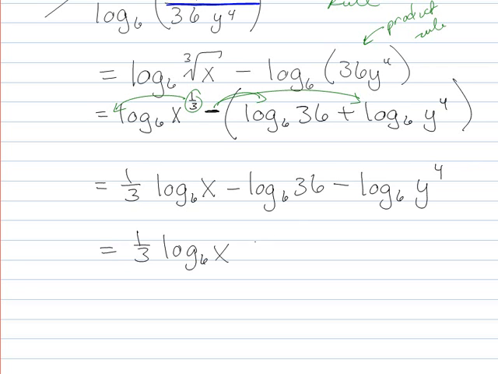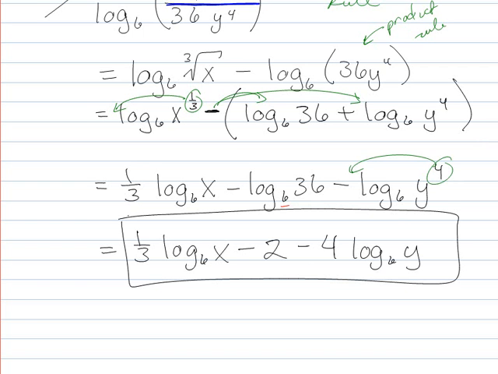Isn't this fun? You're going to be doing this forever. Minus, and I can say, okay, I've got my 6. So 6 to the what is 36? I can come in and say, well, 6 squared is 36, so that must be a 2. Minus, and I'll pull my 4 out front. 4 log base 6 of y. And although that might not look a whole lot better, it actually is your answer and could theoretically be a whole lot better depending on what you're actually trying to do.